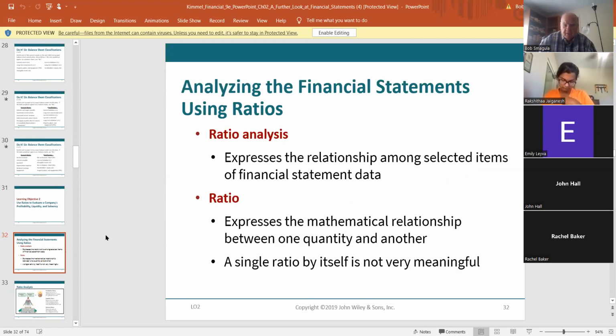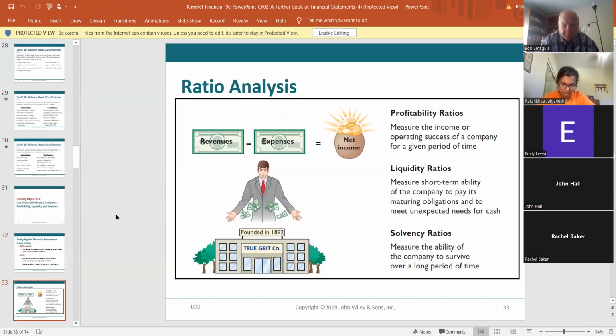We're going to pick out different metrics and measure them to see how the company is doing. We're going to do some ratio analysis, which gives you the mathematical relationship between one quantity and another. Note that a single ratio by itself is not very meaningful. That's very true if you're comparing two companies in the same industry, but one is much bigger than the other. Your company might have $1 million in this ratio, the other company might have 10 million. So it's not fair to compare the two of them. We're going to look at the ratio, the actual percentage, and see what that is.